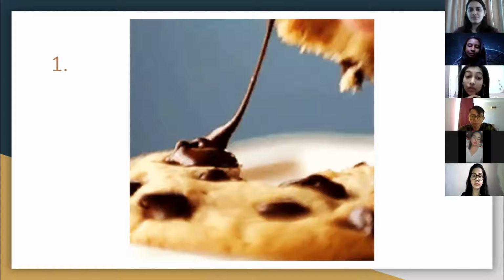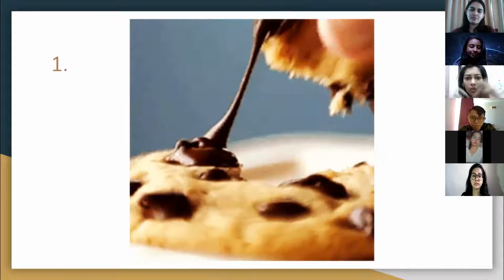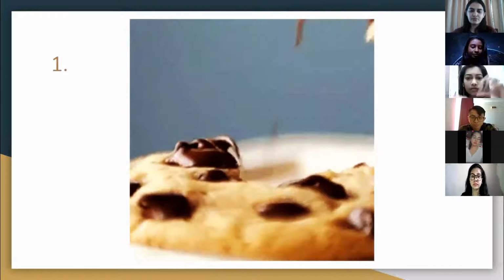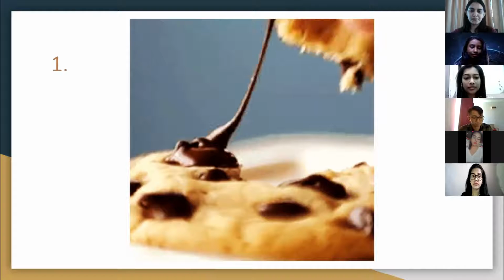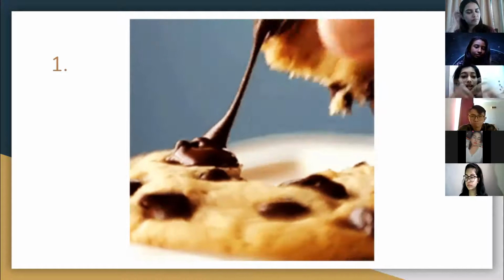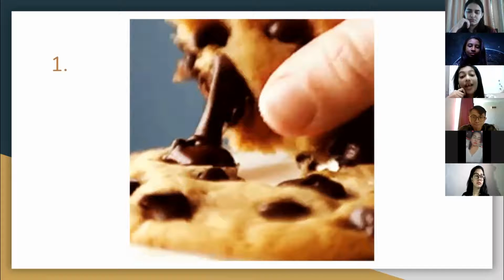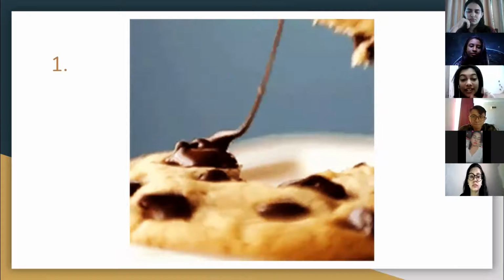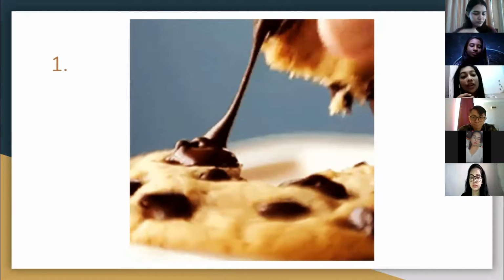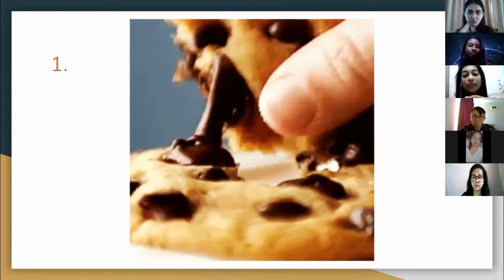Yes, okay, it's a cookie. So how would you describe it? Can you look at that? What are they showing? Yes, it looks creamy. Very good. Okay, moving on to the next one.